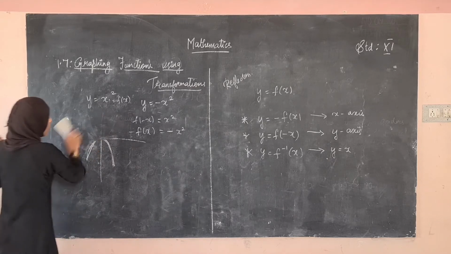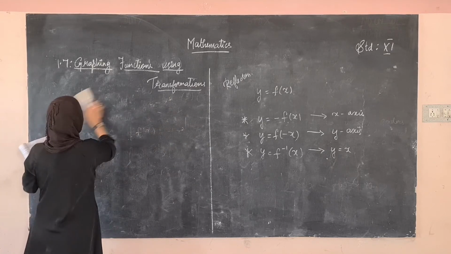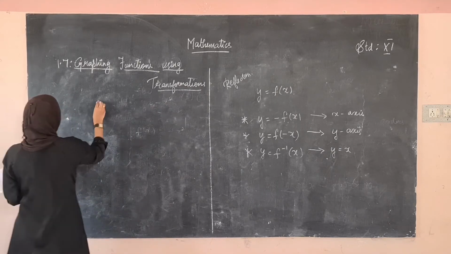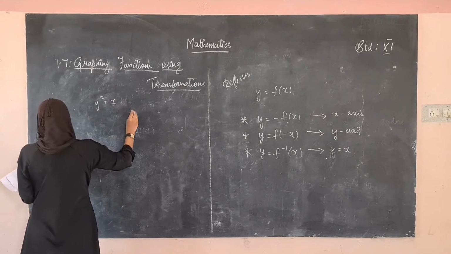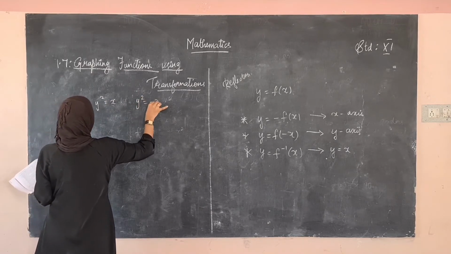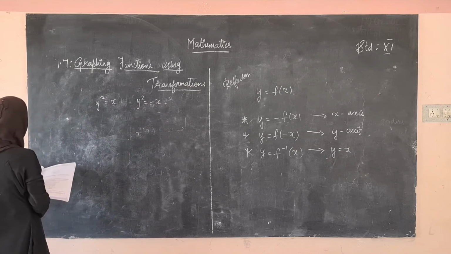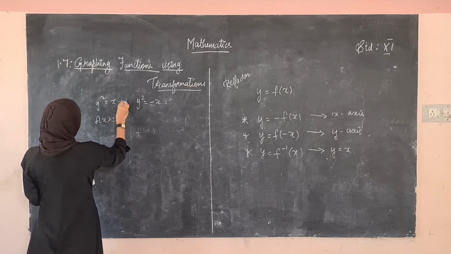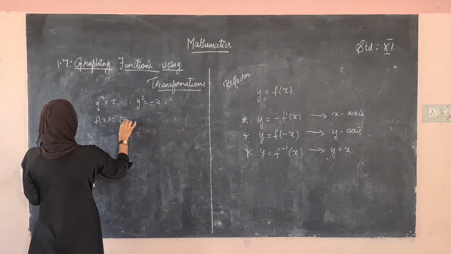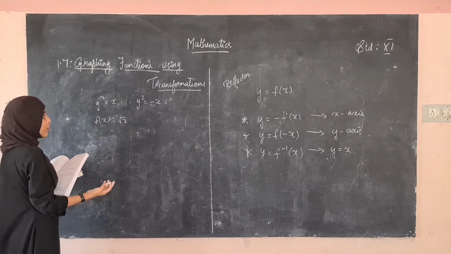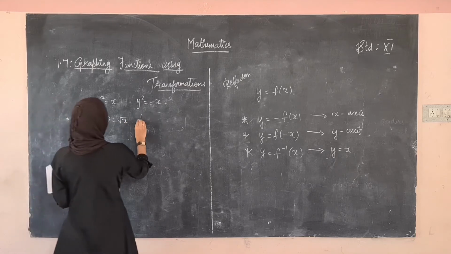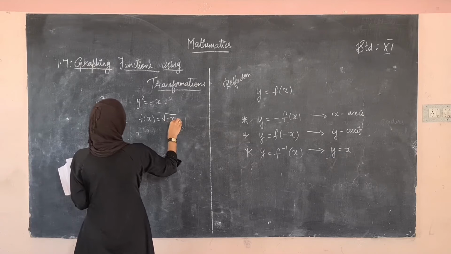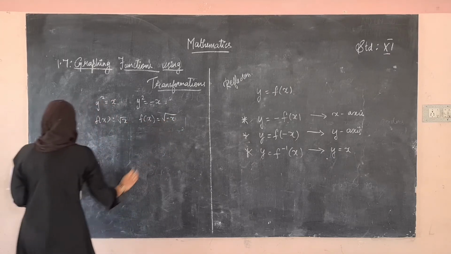See in illustration 1.6, what have they given? Consider the positive branches. They have given y square is equal to x and y square is equal to minus x. From this, what can we write? f of x is equal to, that is, y is equal to root of x. That is f of x is equal to root of x. And here f of x, that is y is equal to root of minus x. So this is the difference.